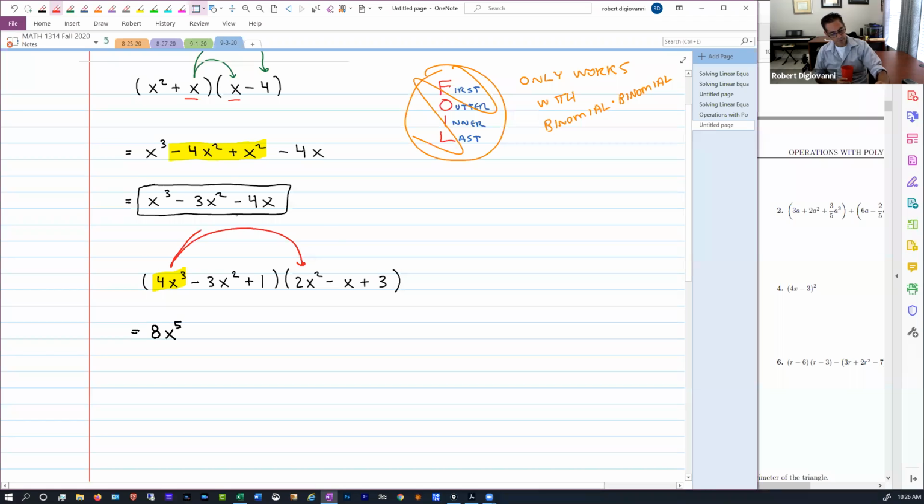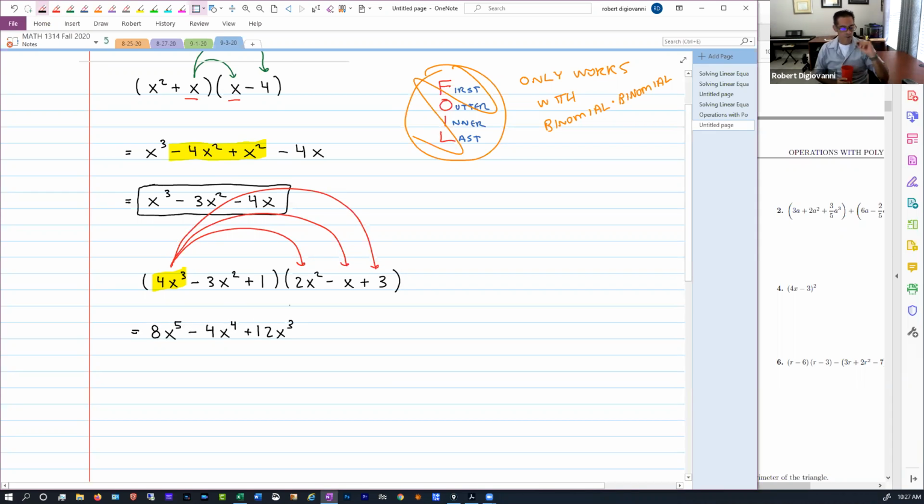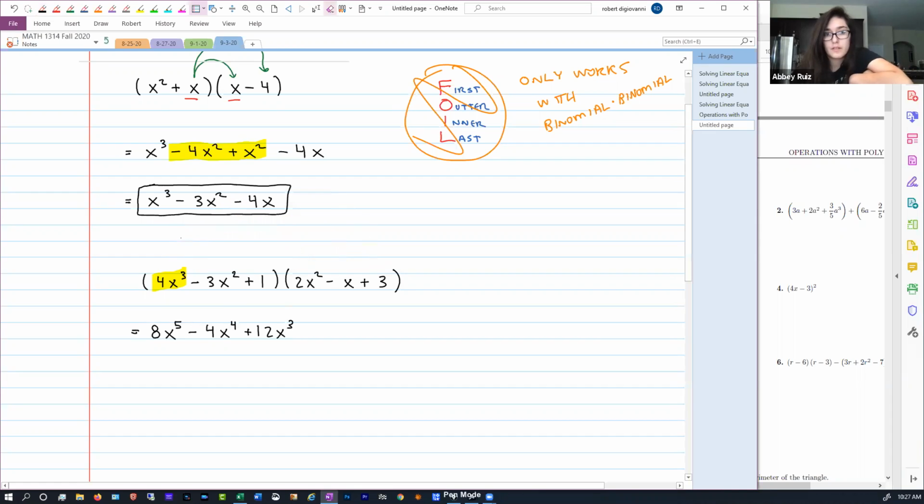How about the next one? Negative 4x to the 4th. Good job. Okay. Keep cranking. Here to here. Plus 12x to the 3rd. Good job. All right. So now that we've done that, what am I going to move on to now, Abby? Negative 3x to the. Yep. So I'm going to move on to this. And now here we go.